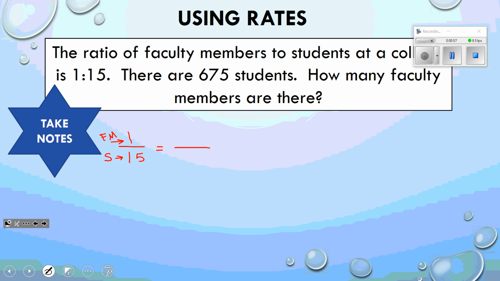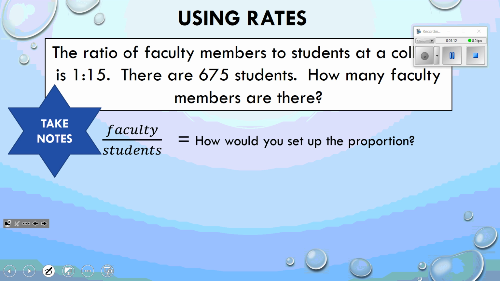So when we set up our second ratio, there are 675 students. We have to put it on the bottom, just like in the first ratio, the students was on the bottom. So what that looks like is this. Faculty on top, students on the bottom. So 1 to 15, faculty to students. We don't know how many faculty to 675 students.